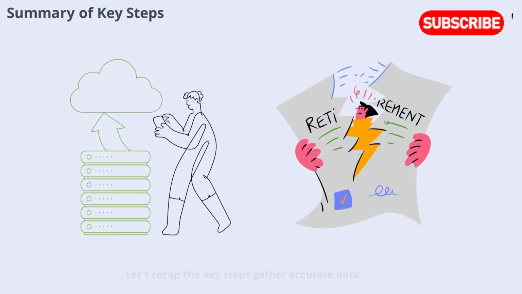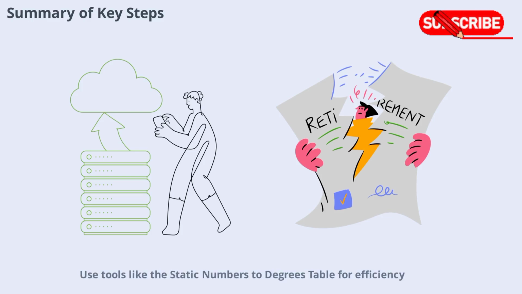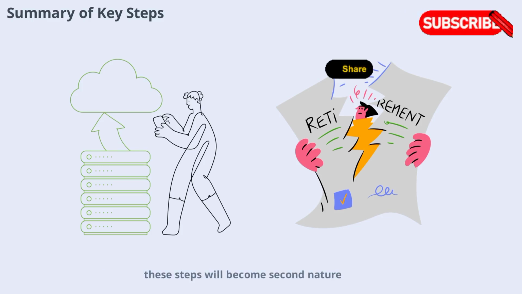Let's recap the key steps. Gather accurate data, convert price and time to degrees, compare the results, and look for alignments near 180 or 360 degrees. Use tools like the static numbers to degrees table for efficiency, and always consider the broader market context. With practice, these steps will become second nature.